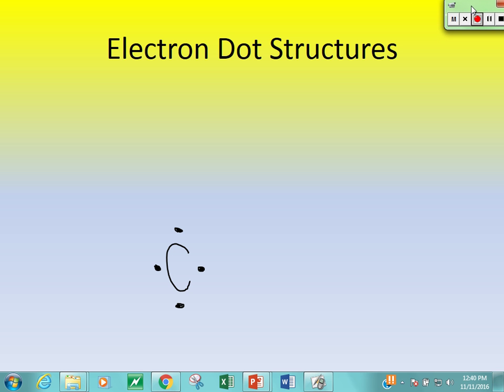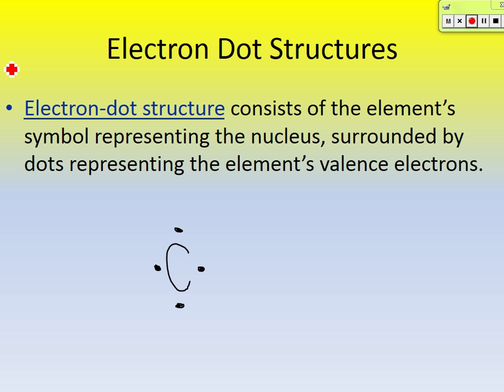Move this back over. Okay, electron dot structures. You're supposed to write something in your guided notes here, so let me put that up. An electron dot structure consists of the element symbol, representing the nucleus, surrounded by dots representing the element's valence electrons. So let me just go over what an electron dot structure is.